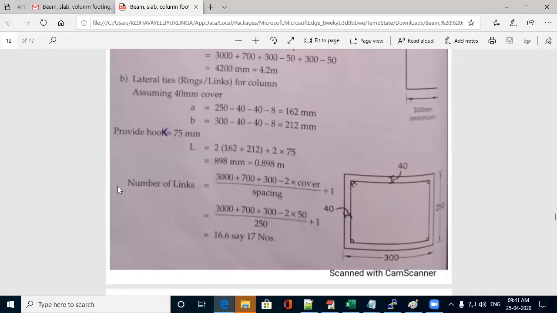Now you need to find out how many such stirrups there are. To find that, we know that the total length will be 3 meter plus 0.7 plus 0.3 minus 2 times the cover, divided by the spacing of the stirrup, plus 1. If you work out, you will get 16.6. Round it off to the next whole number, 17. So in the given diagram, there are 17 lateral ties, each of length 0.898 meters.